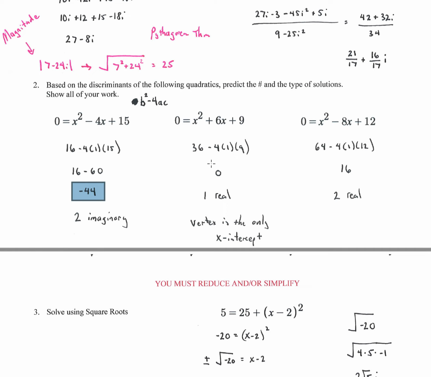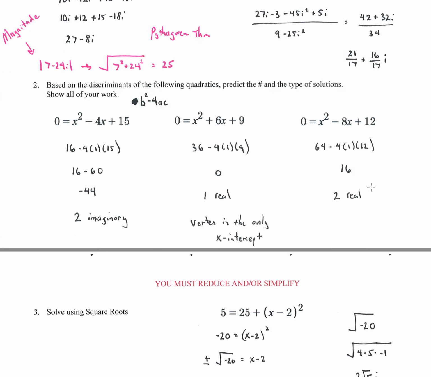Here, the discriminant is 0. Since the discriminant is 0, we don't do a plus or a minus anything. Right? So we just get negative b over 2a, and we get 1 real solution. Here, if the discriminant is positive, we're going to get plus or minus the square root of 16, and we're going to get 2 different real options.